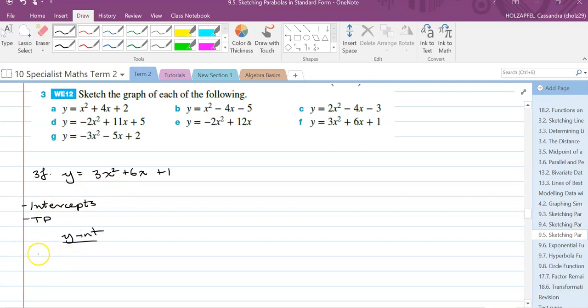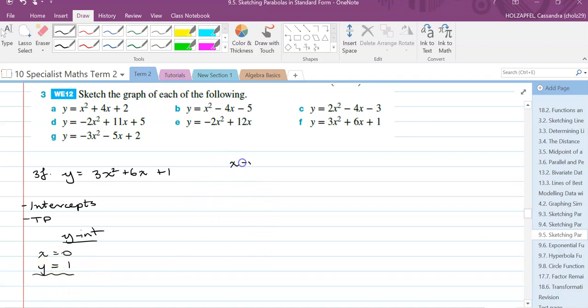All right, so to find the y-intercept, we're going to let x equal to 0. So y is going to be equal to 3 lots of 0 squared, so 0, plus 6 lots of 0, which is 0, plus 1. So there we go. Y-intercept, nice and easy to find.